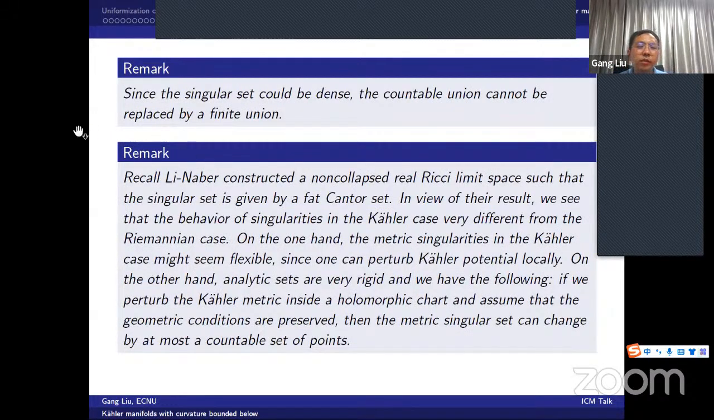Recall previously we mentioned that the singular set could be dense, even in complex dimension 1. So the countable union cannot be replaced by a finite union. We also recall that Li and Naber constructed a limit space in the real case, such that the singular set is given by a fat Cantor set. So in other words, the topology is rather complicated. So this tells us that the Kähler case is actually very different from the real case.